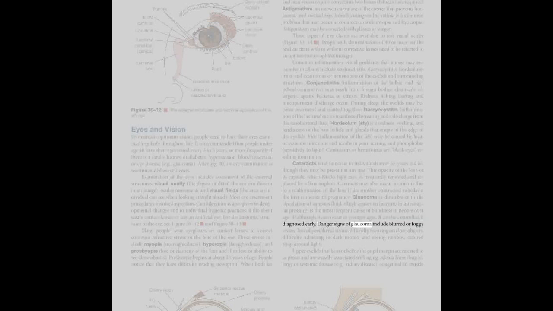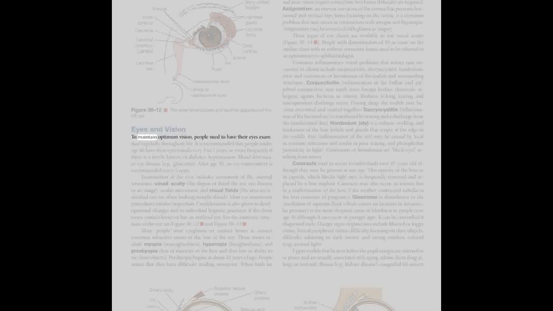Danger signs of glaucoma include blurred or foggy vision, loss of peripheral vision, difficulty focusing on close objects, difficulty adjusting to dark rooms, and seeing rainbow-colored rings around lights. Upper eyelids that lie at or below the pupil margin are referred to as ptosis, and are usually associated with aging, edema from drug allergy, or systemic disease, for example, kidney disease, congenital lid muscle.